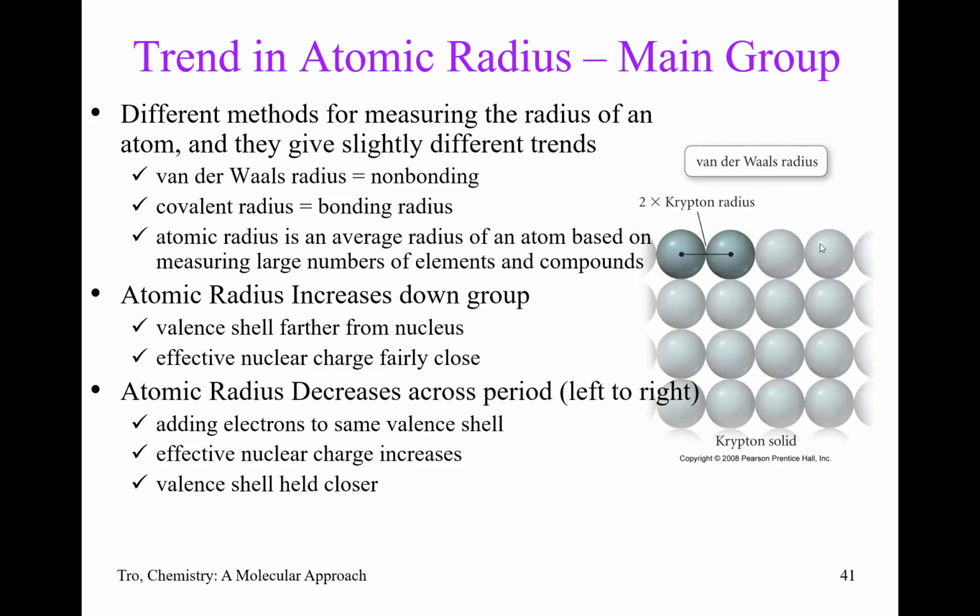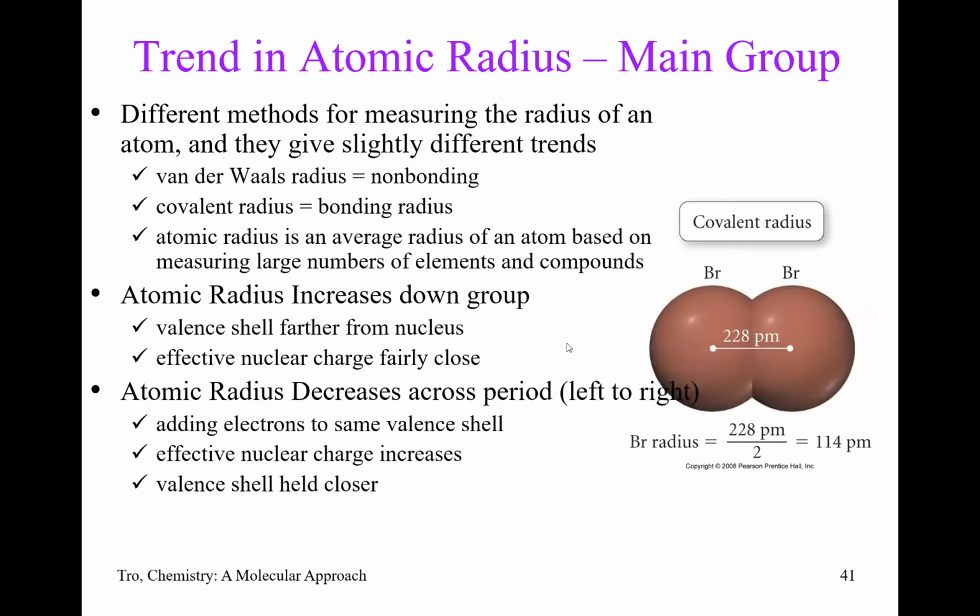All right, so here's one of these pictures. Two atoms next to each other, and they measure the distance, and then half of it is the radius. Here's bromine, and we'll get into its bonding, but it's a covalent chemical bond, and so they just take it and divide by 2. And I think everybody in a science class knows what a radius is.